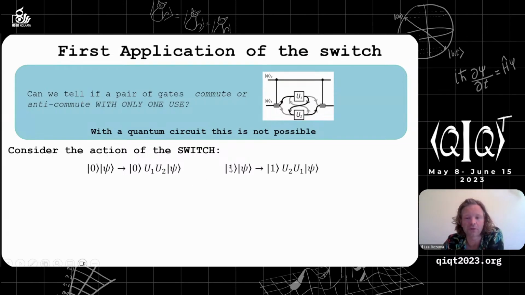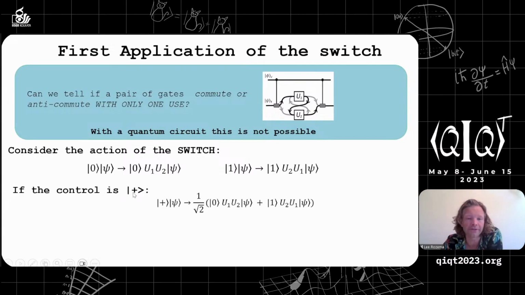If the control qubit is in the state 1, we apply the gates in the opposite order. So now, if we put the control qubit in a superposition, we create this following state, which looks like an entangled state, where what's entangled is, and I use the word entanglement somewhat loosely, the order of the gate application with the state of the control qubit. Of course, whether or not the state is actually entangled is going to depend on the precise form of U1 and U2. For example, if U1 and U2 are both identity, then this won't be an entangled state. But for certain choices of U1 and U2, you'll end up with an entangled state.